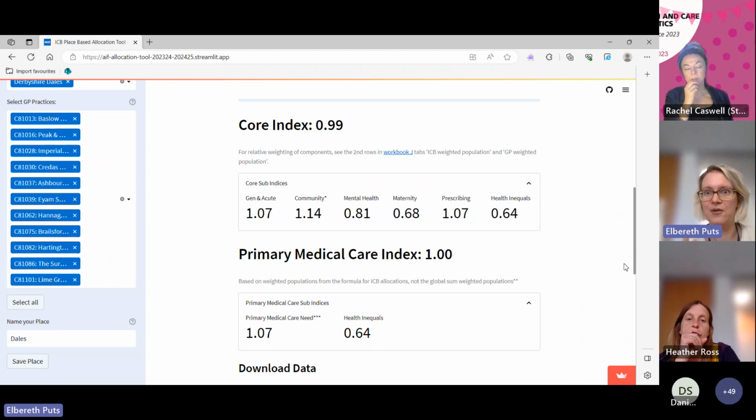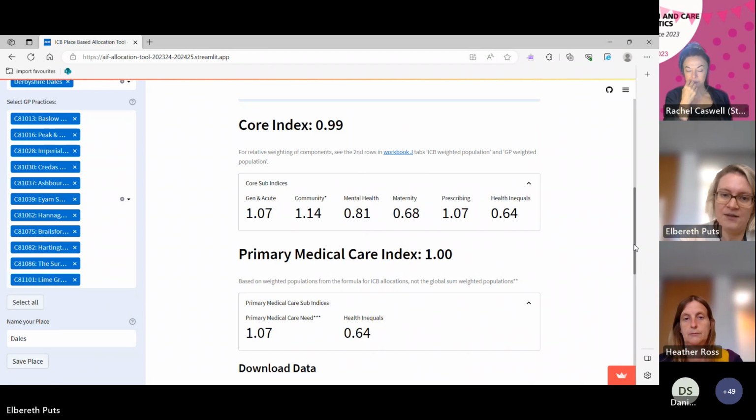This is not an unsurprising pattern to see when you're comparing a rural area, which would be the Dales, which has in general a more affluent, older population, compared to an urban city that has a younger, more deprived population.